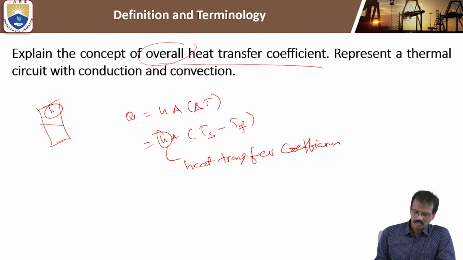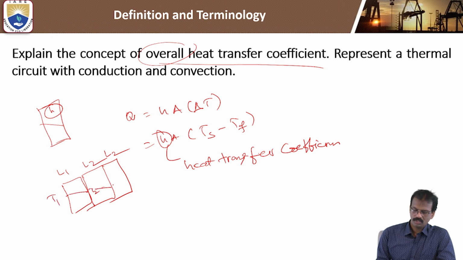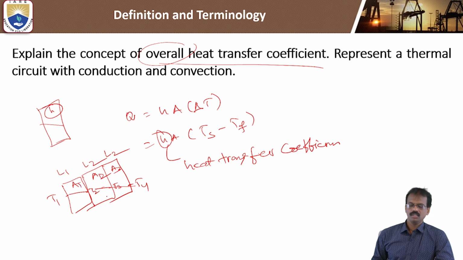If you consider the heat transfer taking place through more layers, this is layer 1, layer 2 and layer 3. The temperatures are T1, T2, T3 and T4, and the areas are A1, A2 and A3. So this is the condition. Here the heat transfer coefficient is different, here also different.